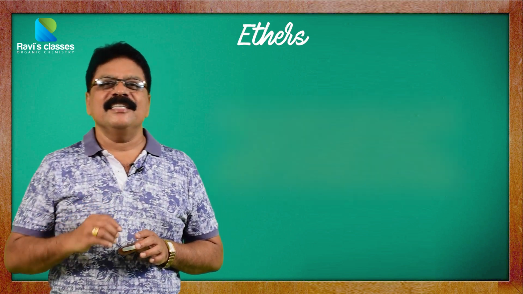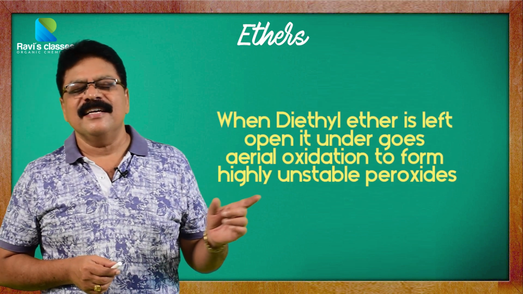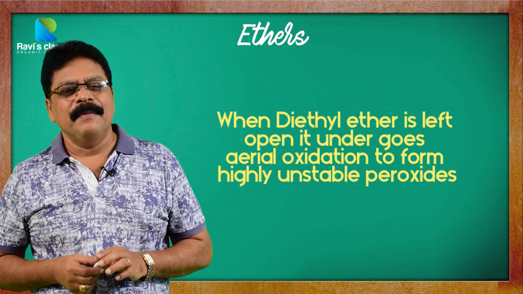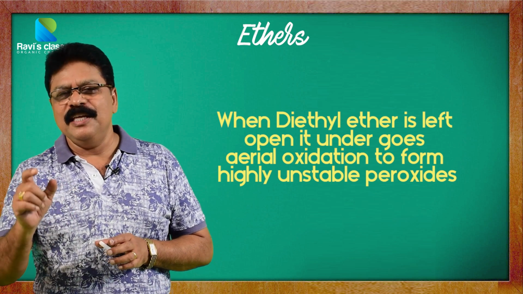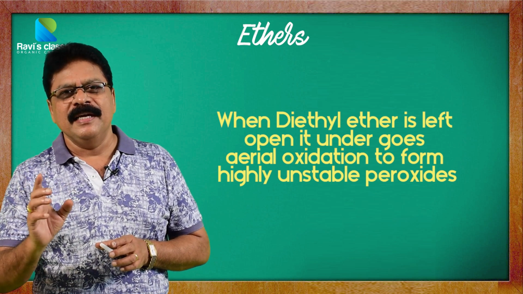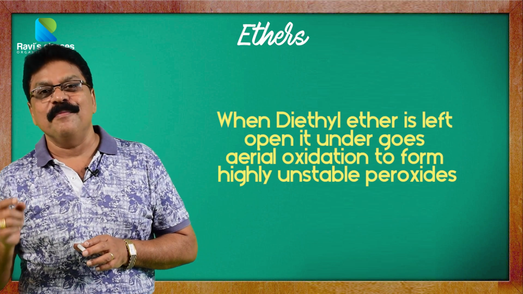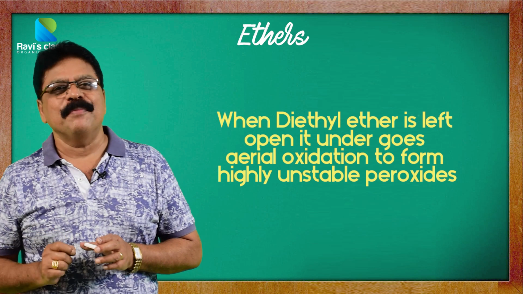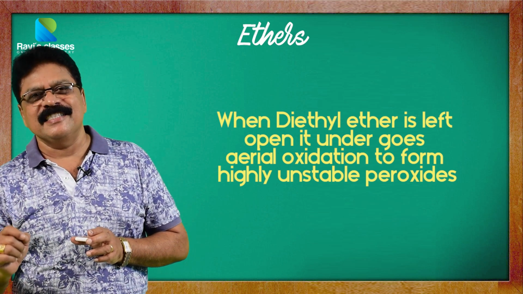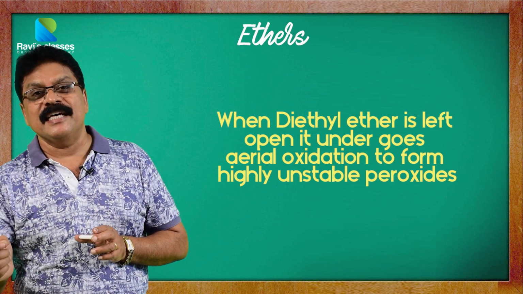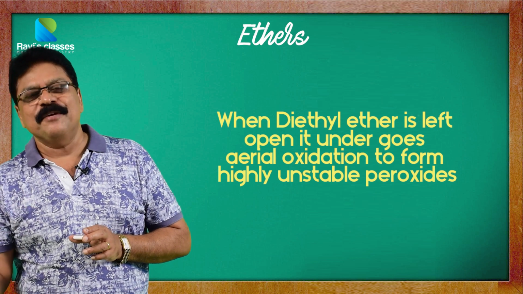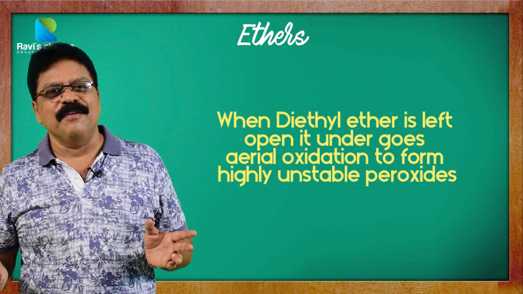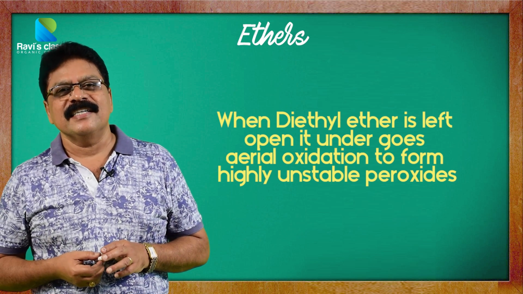Now another interesting thing that you must know is that ether, as I said earlier, is a very important organic solvent. But it has a small problem. When you leave a sample of ether open, it undergoes aerial oxidation to form a highly unstable, dangerous compound called a peroxide, organic peroxides. These peroxides are highly unstable, and whenever you try to heat a sample of ether contaminated with peroxides, it can lead to what? A violent explosion, and because ether is highly inflammable, it could lead to very tragic accidents.